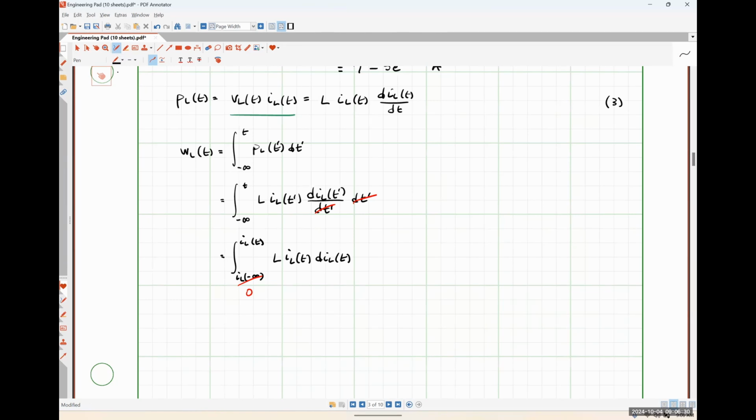So this is literally just going to come out to be 1/2 L times our inductor current squared. So this is the energy absorbed by an inductor, or the energy stored by said inductor. So we've got those 4 equations, okay?